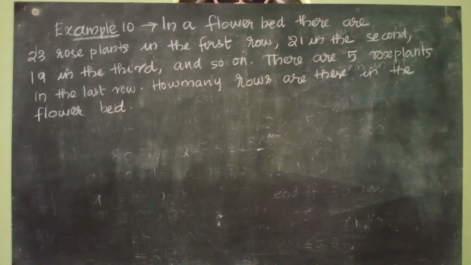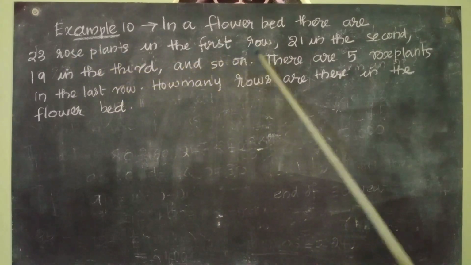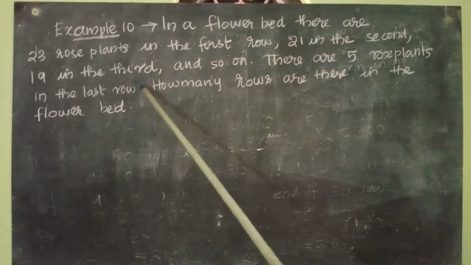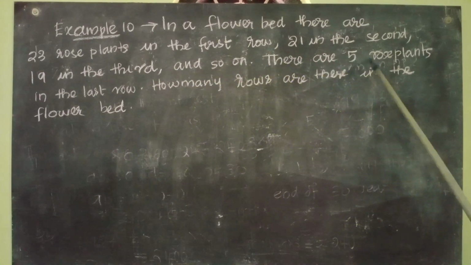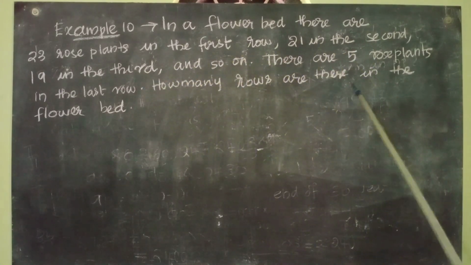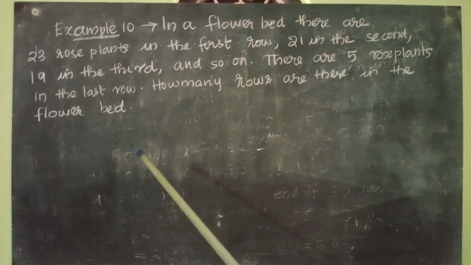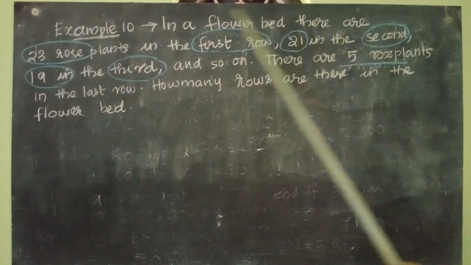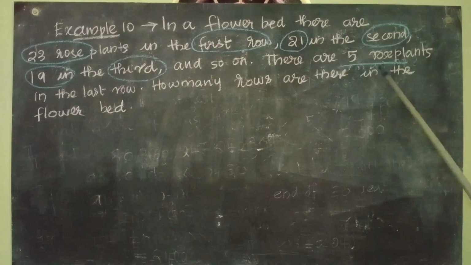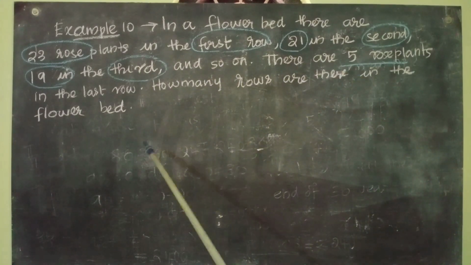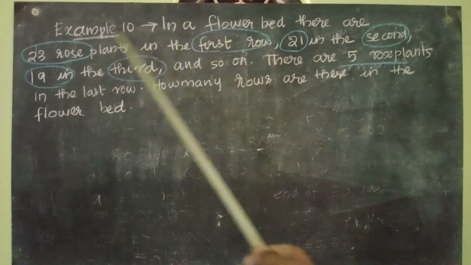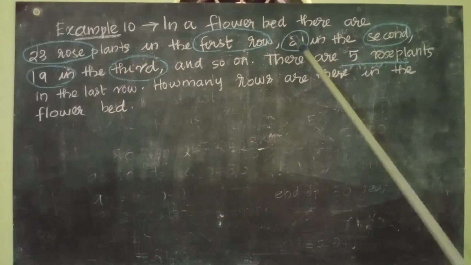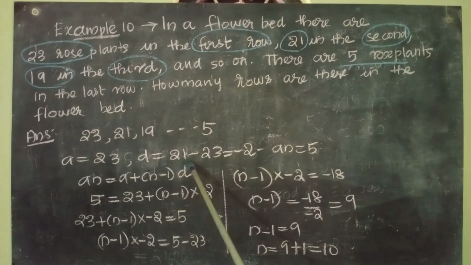Example 10. In a flower bed, there are 23 rose plants in the first row, 21 in the second, 19 in the third, and so on. There are 5 rose plants in the last row. How many rows are there in the flower bed? So it is given 23 rose plants in the first row, 21 in the second, 19 in the third, 5 in the last. So the AP we can write as 23, 21, 19, etc., 5. A equal to 23, D equal to 21 minus 23 equal to minus 2, AN equal to 5.